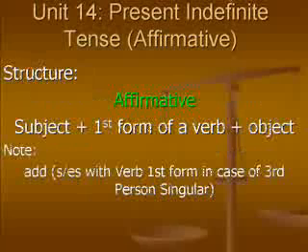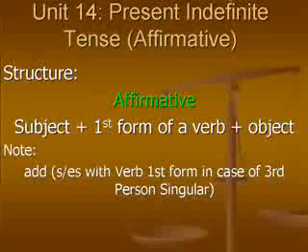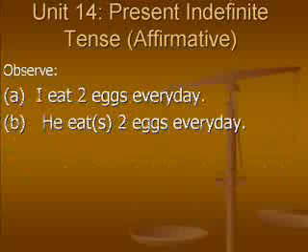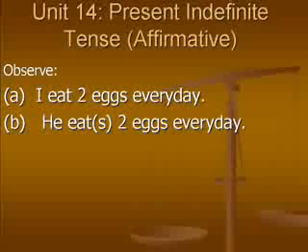Now we look at the structure of present indefinite tense affirmative sentences, and the structure is subject plus verb's first form plus object. And remember one thing, that when you have third person singular at the place of subject, you have to add s or es with verb's first form. So this rule is only for third person singular, when you have third person singular at the place of subject. For example, I eat 2 eggs every day. So there is no s or es with verb eat, you can see.